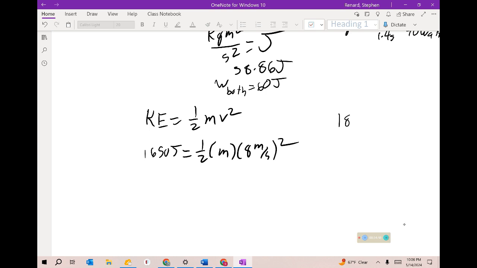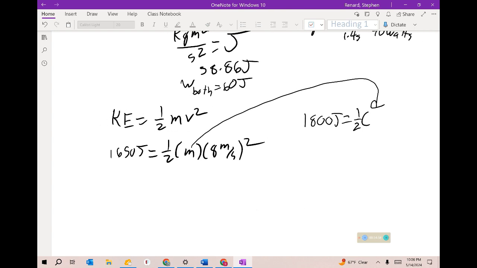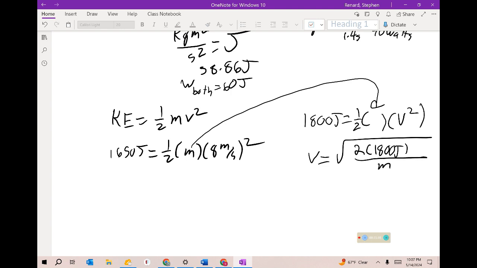So then over here, we can go 1,800 joules equals 1/2 times this mass that we find right here, times her velocity squared. So this equation ultimately is going to look like this. There we go. So once we find the mass, we just divide 3600 joules by that mass, take the square root, and that's going to be our speed of Angie with the heightened kinetic energy.